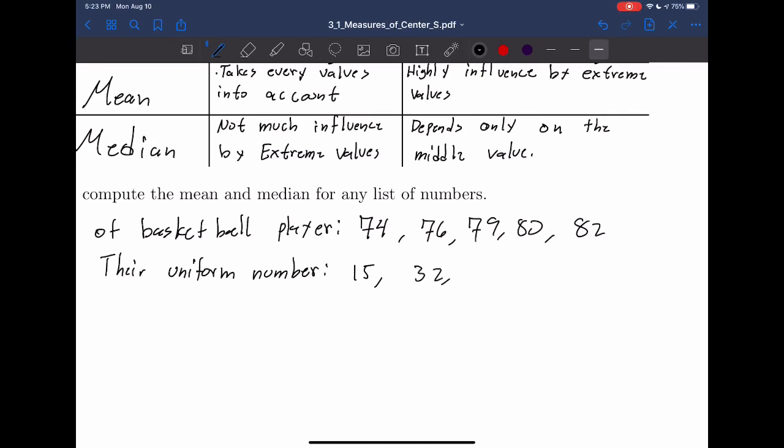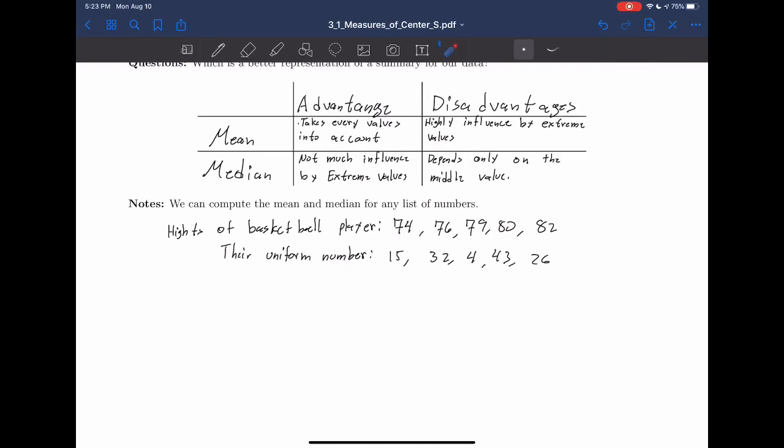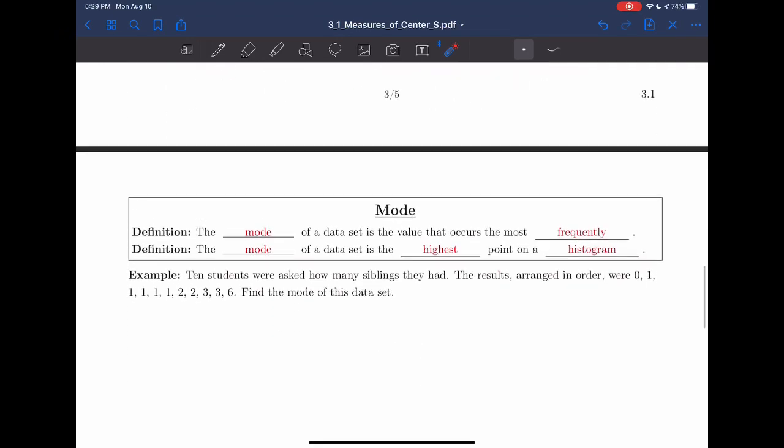So these are two lists of numbers. I could take the mean and median for both of these, but I don't really want to take the mean and median of their jersey numbers because that's not really meaningful. It doesn't tell me anything. So you have to be careful with that. So let's consider the mode.